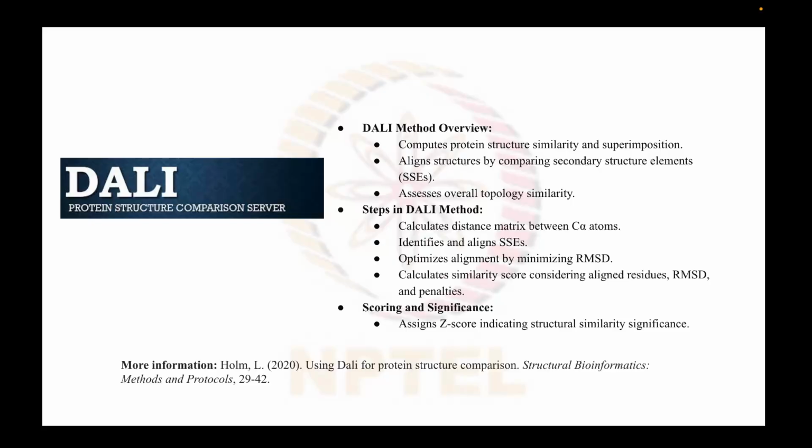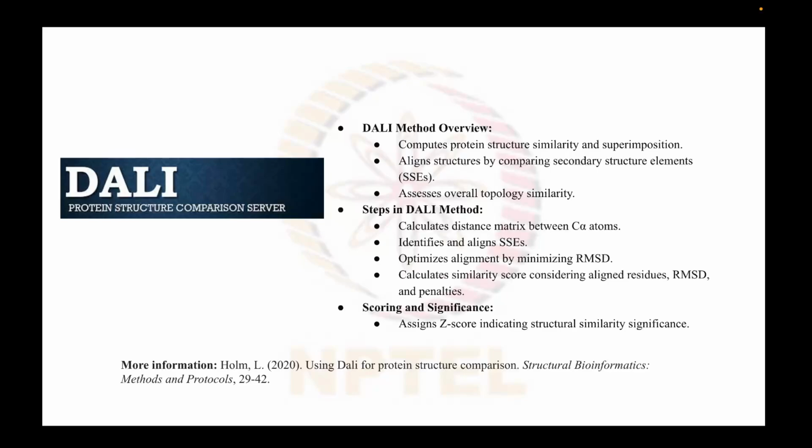So DALI computes a distance matrix between the pairs of C alpha atoms in protein structures. Then it identifies the SSEs, that is secondary structure elements, in each of the structures, and aligns them based on their spatial arrangement. And then this spatial arrangement is optimized by minimizing the RMSD between these aligned SSEs, that is, it tries to minimize. Finally, it calculates a similarity score considering the number of aligned residues, RMSD, penalty for gaps, and insertions.